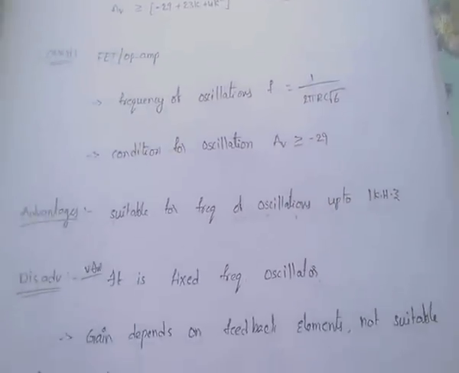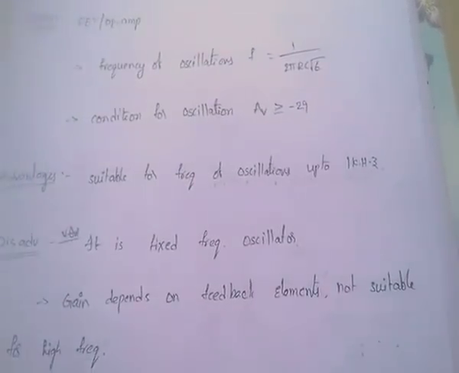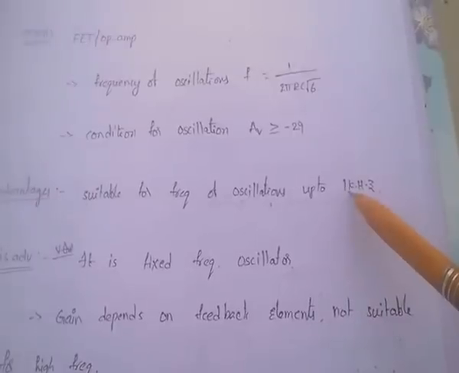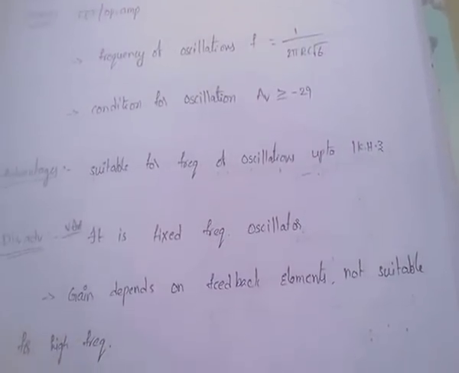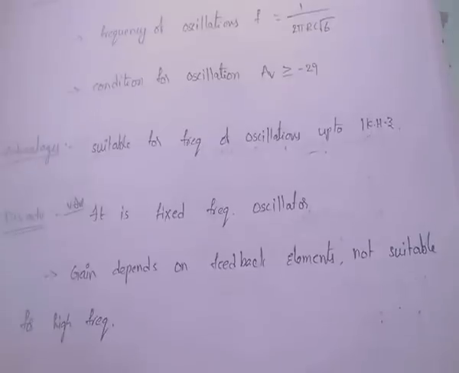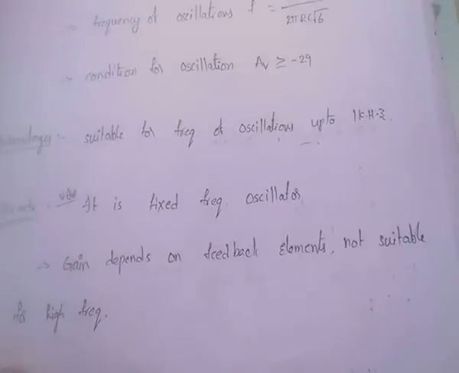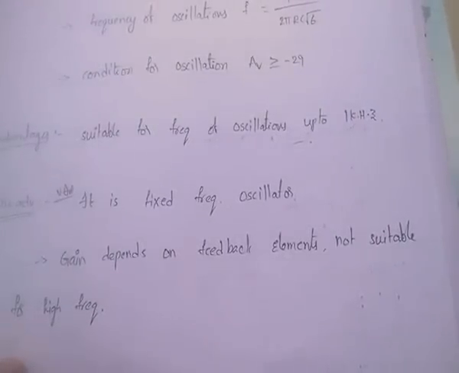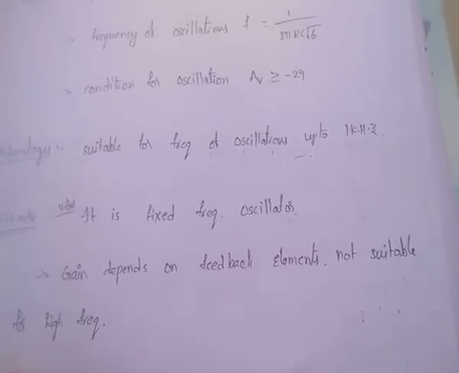Coming to the advantages of this RC phase shift oscillator, it is suitable for frequencies of oscillation up to 1 kHz. Its disadvantages are that it is a fixed frequency oscillator, and gain depends upon the feedback elements. So it is not suitable for high frequency.